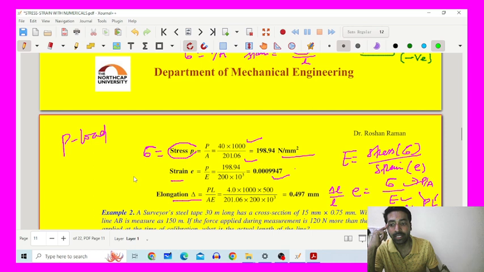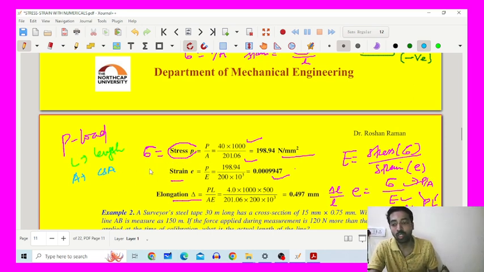What is L? L is the length of the bar. What is A? A is the cross-sectional area. In this particular question, a circular rod has been given. And when you consider capital E, capital E is the modulus of elasticity.